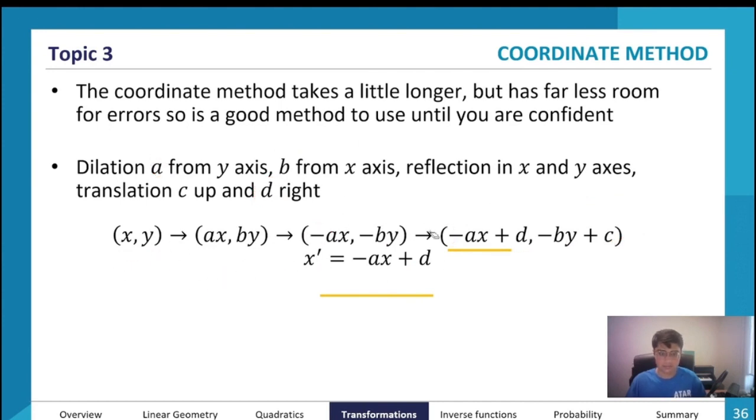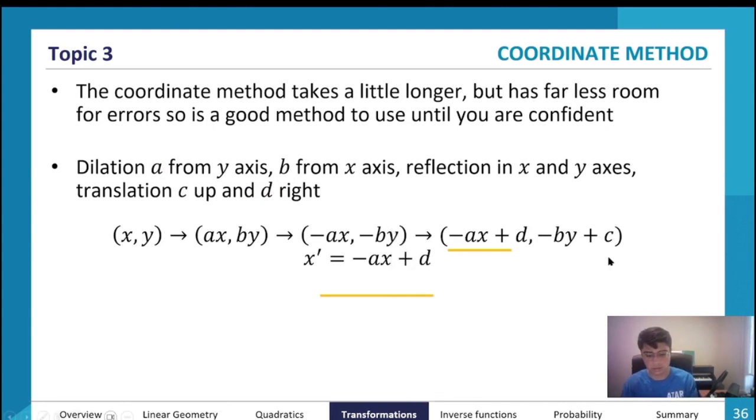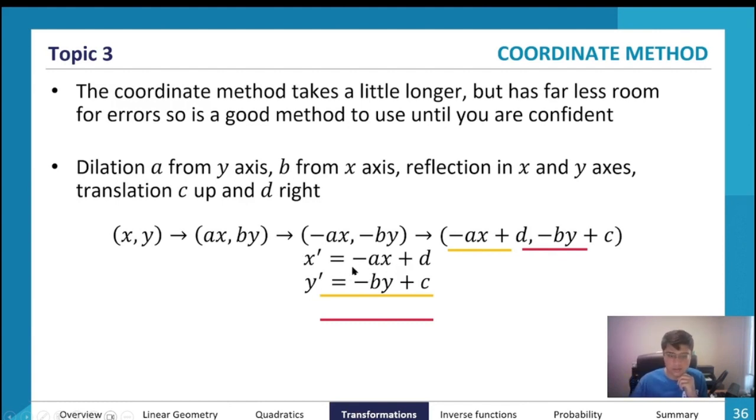So what we do is we first try to label every coordinate on the transformed graph. We're going to label it x dash and y dash. Because we've done all of this working here to show what the coordinates of the transformed graph are in terms of our original points x, comma, y, we actually get two expressions that we can form. So the x coordinate of the transformed graph is negative ax plus d. The y coordinate is negative by plus c.